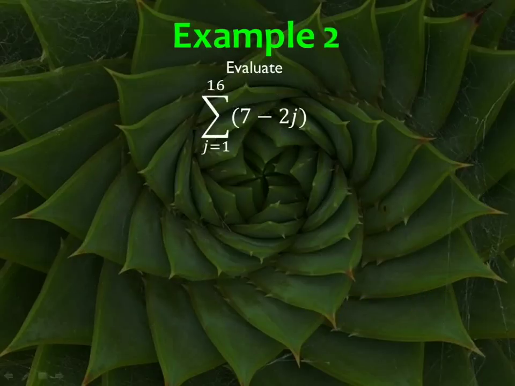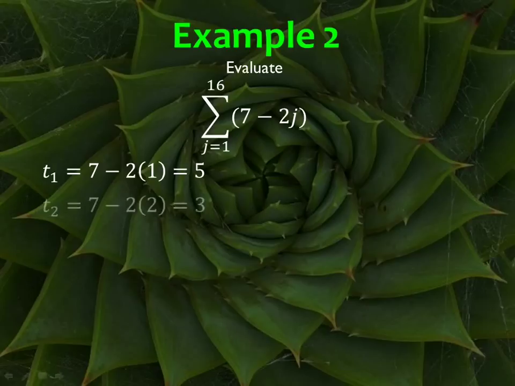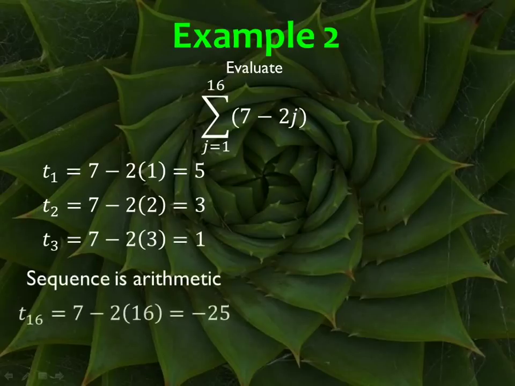All right, example number 2, go ahead and try this one. Evaluate 7 minus 2j. j starts at 1 and goes to 16. If you want to do it along, you can stop the video and restart it when you're ready. All right, the first term is 5 because j is 1, so plug in 1 for j, get 5. The second term is 3, and the third term is 1. So the difference is -2, and you have 16 total terms.